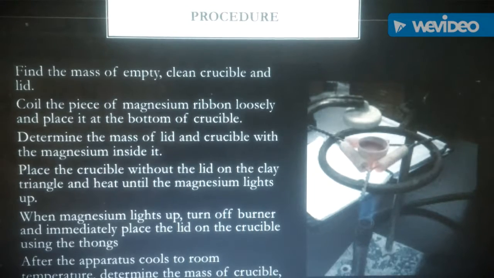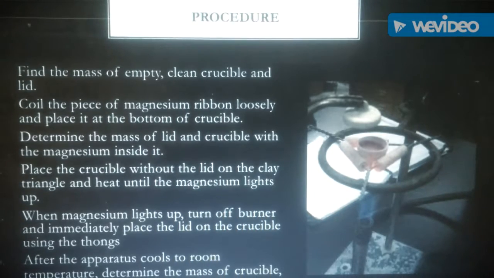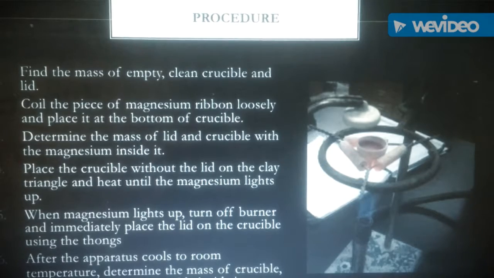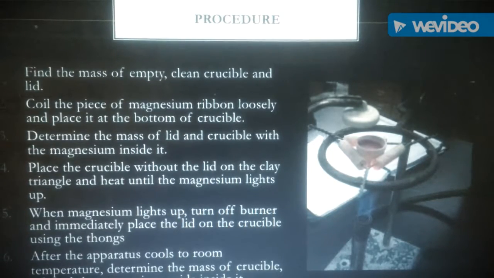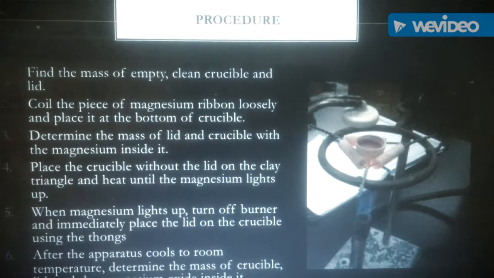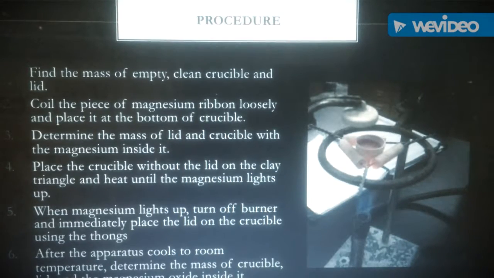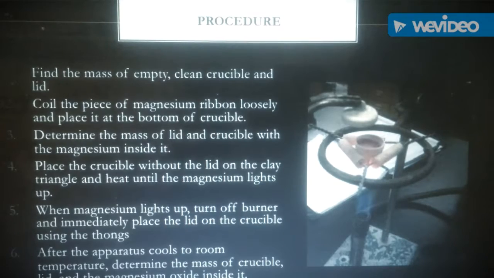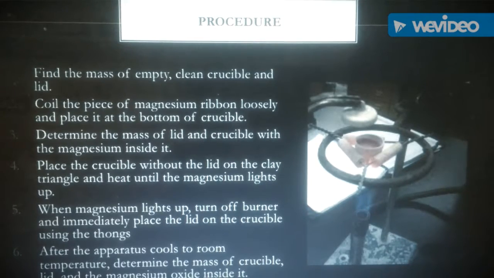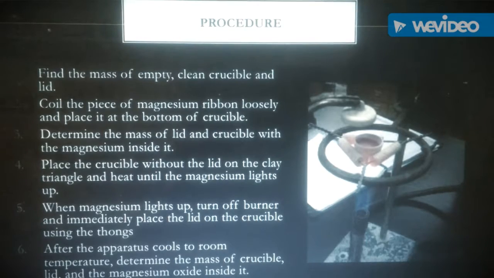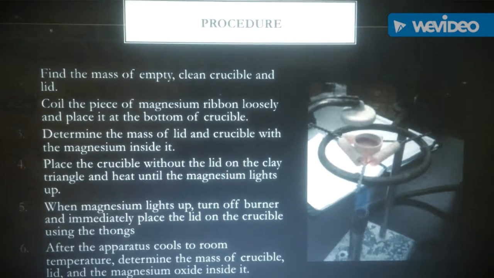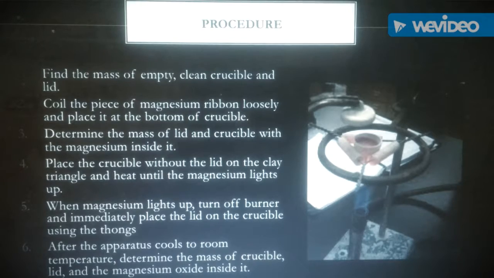The procedure for this experiment is the following. First, find the mass of empty, cleaned crucible and lid. Second, coil the piece of magnesium ribbon loosely and place it in the bottom of the crucible. Third, determine the mass of the lid and crucible with the magnesium ribbon inside of it. Fourth, place the crucible without the lid on the clay triangle and heat it up until the magnesium lights up.